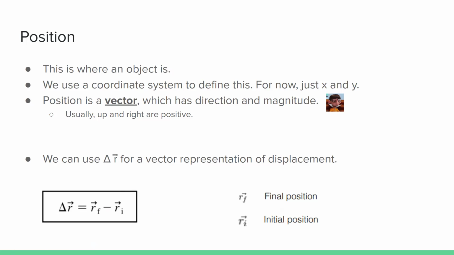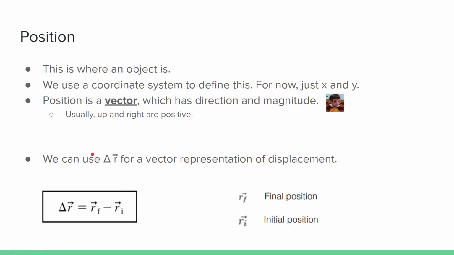Position is something that we consider a vector. And a vector, I put this here because if you know Despicable Me, you probably know it has direction and magnitude. So those are the two components of a vector. So basically what we're saying is position can tell us those two things. And keep in mind that up and right are perceived as positive, whereas down and left are perceived as negative.